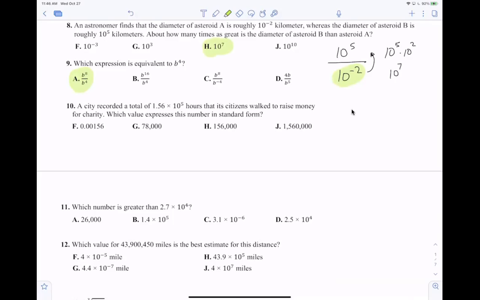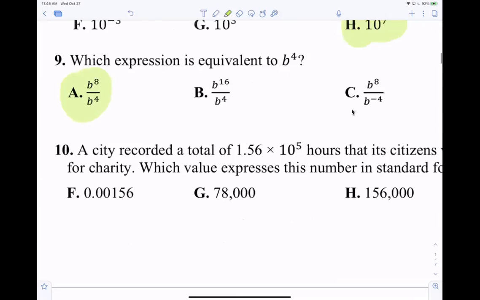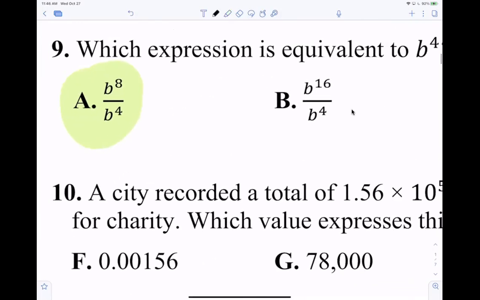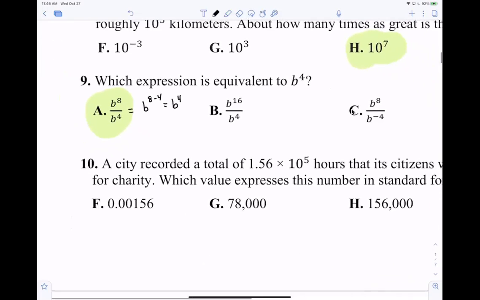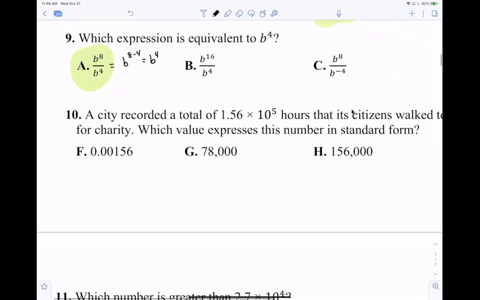Do you have a question, Mackenzie? Tell me. Why would it be B to the 8 or B divided by B to the 4? Because remember, when you divide, what do you do to exponents? Subtract. So that's the same as b to the 8 minus 4, which is the same as b to the 4th. You okay with that? Okay, you're just writing it in standard form, right?